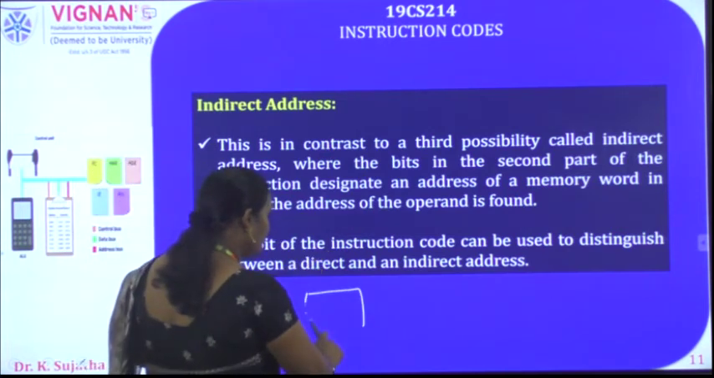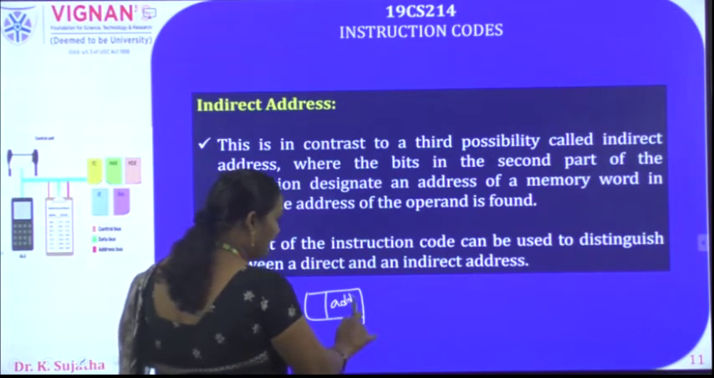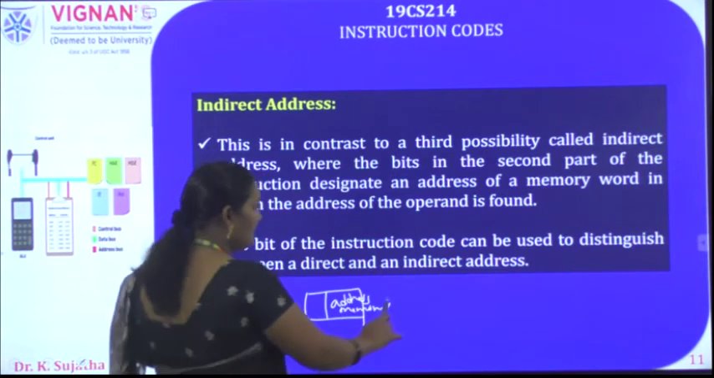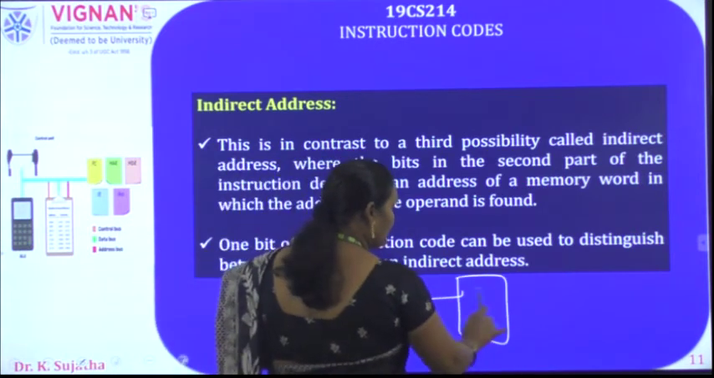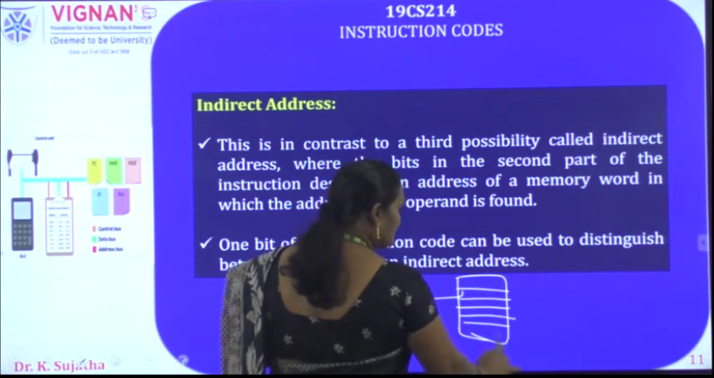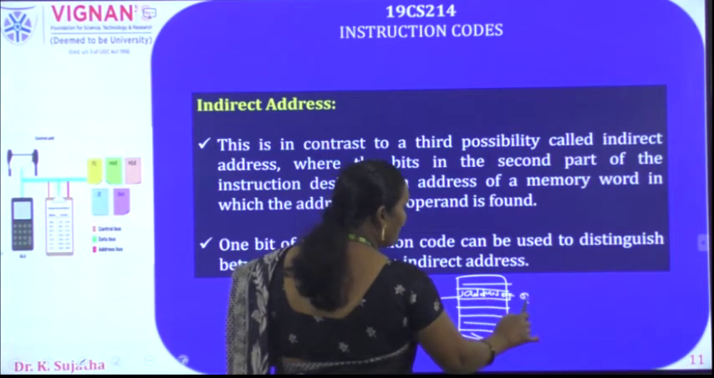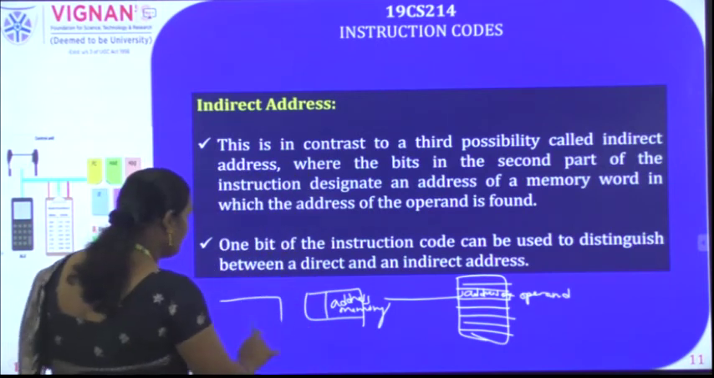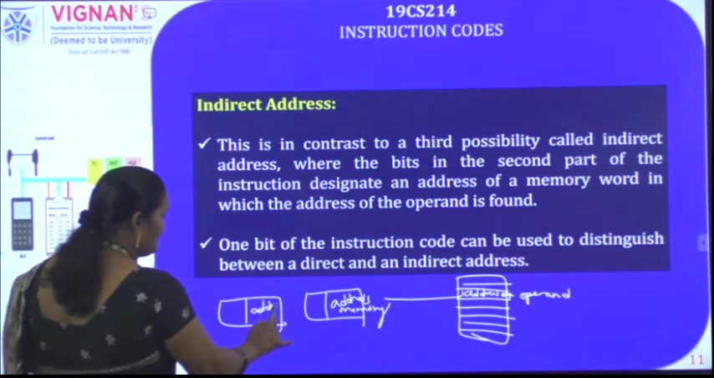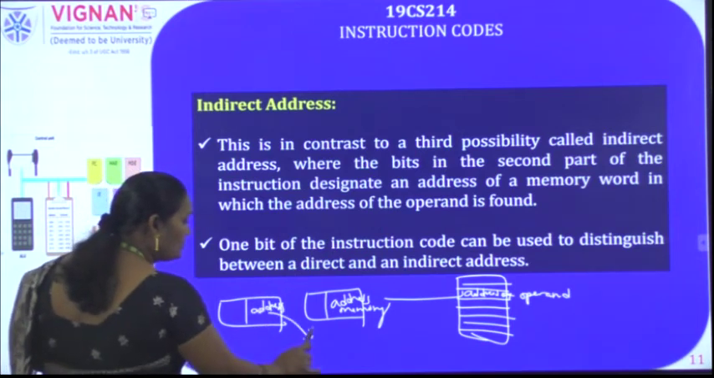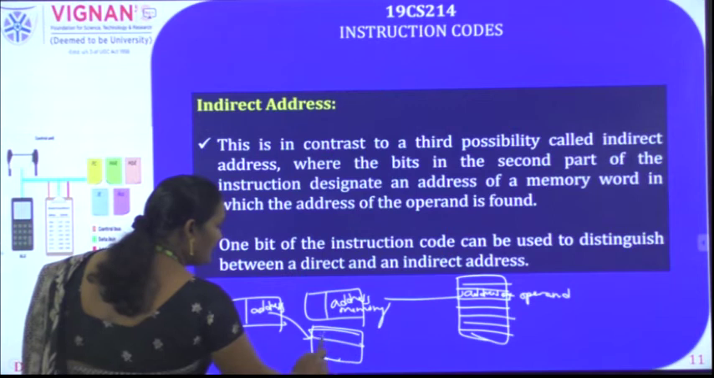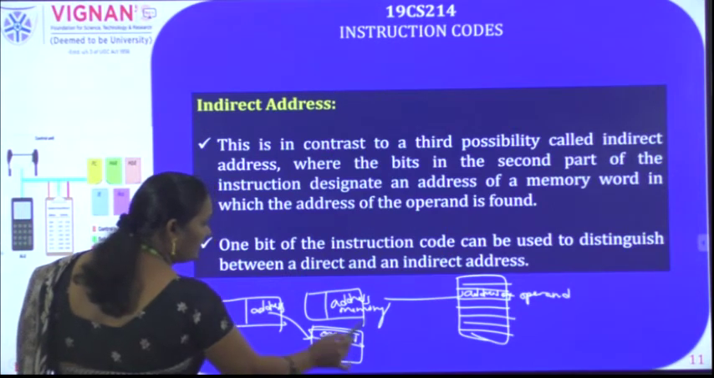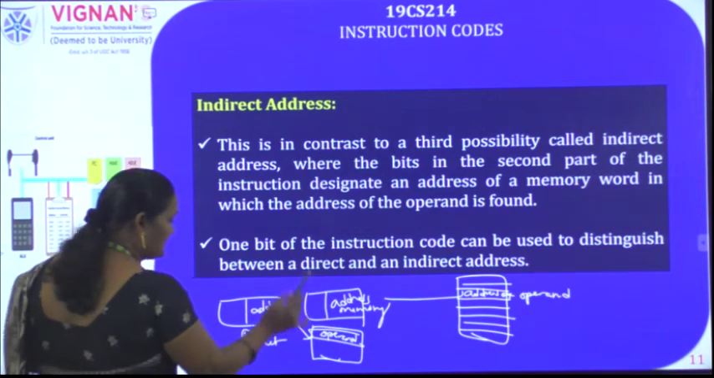That is, here we have the address of a memory word. If you go to that address in the memory, there you will find the address of the operand. In the earlier case, this is also an address. If you go to this address in the memory, there you will find the operand. This is called direct addressing.